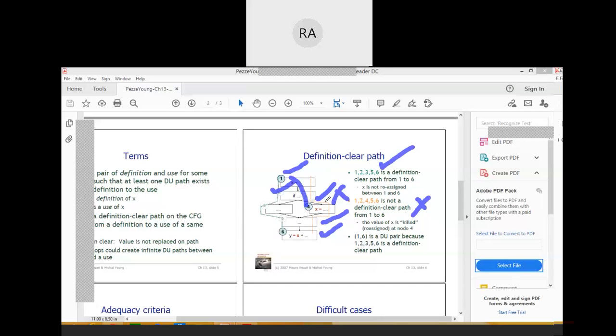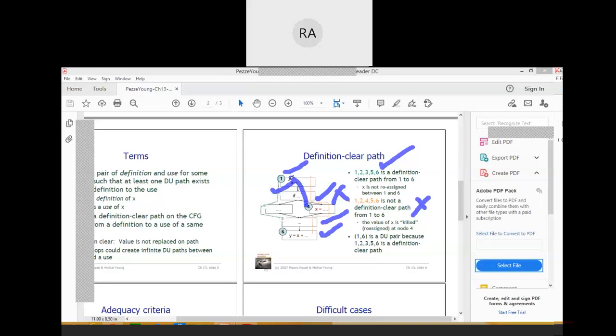Because here you are killing the previous value of x at node number 4. Node number 1, you have already defined it, which is being replaced at node number 4. That's why the nodes 1, 2, 4, 5, 6 are not forming a definition clear path. But 1 comma 6 over here, it is a DU pair.